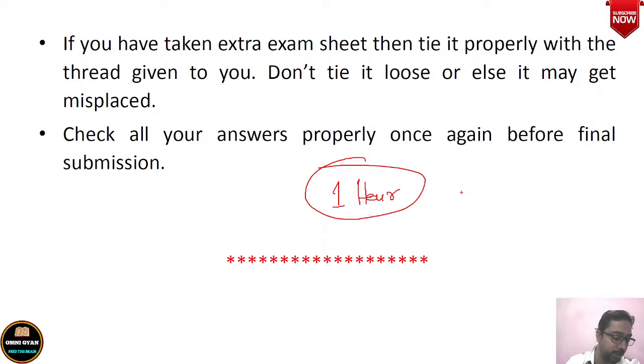Sir, for Hindi and English long answers, what should be the length according to the marks? Length is already given: 100 to 120 words for long answers. 5 marks is 100 to 120.